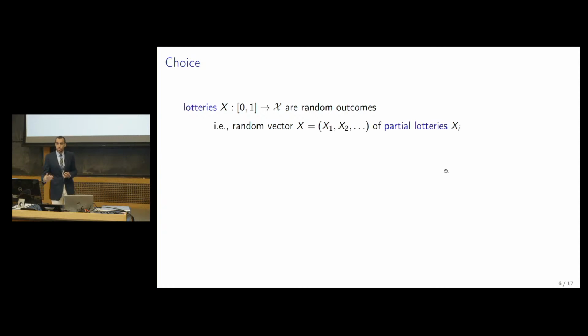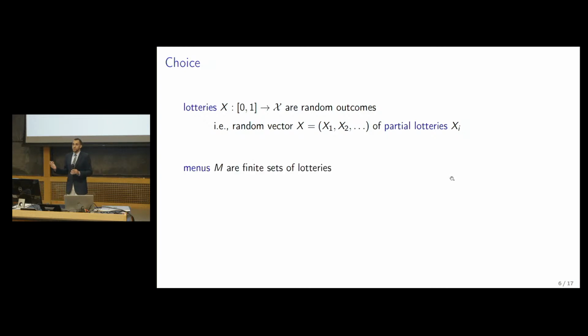You can also think about a lottery as a random vector, right? So again, an outcome, little x, is a vector. And X is a random outcome, so it is a random vector. Each component of that random vector, xi, we're going to call a partial lottery. Notice that the partial lotteries, let's say xi and xj, could be correlated.